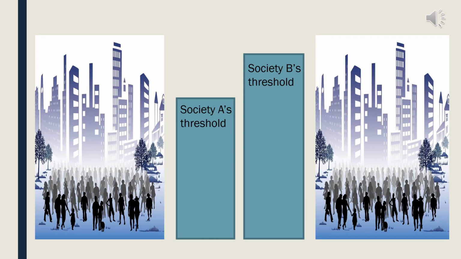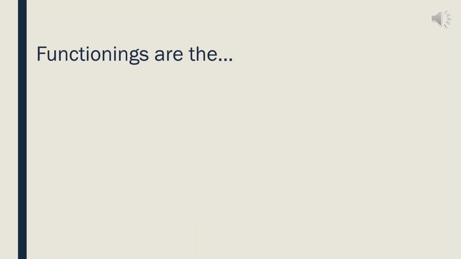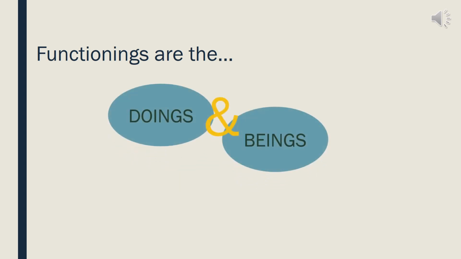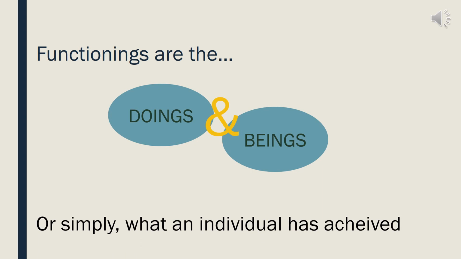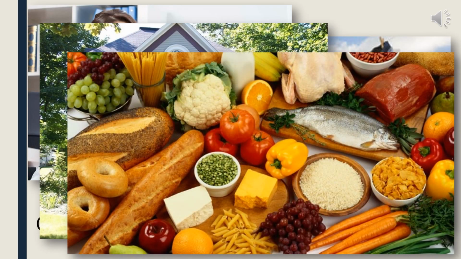Let's recap. If capabilities are the opportunities an individual is given, what are functionings? By functionings, we are referring to what Sen calls the doings and beings of an individual, or what that individual has achieved given his or her capability set. An example of functionings would be attaining good health, being properly clothed, housed, and fed.